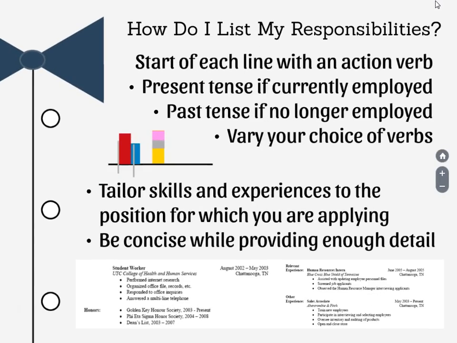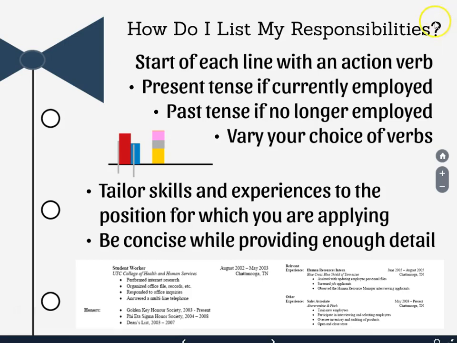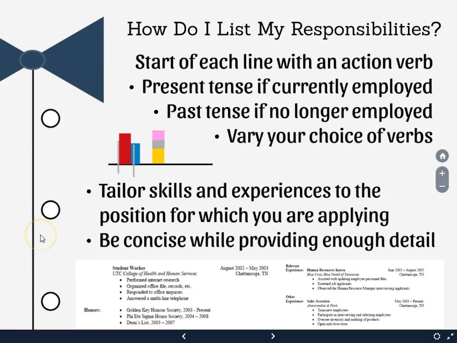So what about those responsibilities? Well, you're going to try to start each line with an action word. So, for example, I processed no fewer than 300 work orders every week. Or, I actuaried no less than 3,000 orders or process orders per calendar year. Try to use present tense if you're currently employed and past tense if you're no longer employed. And try to vary your choice of verbs, or don't use the same verb more than twice in one responsibility.